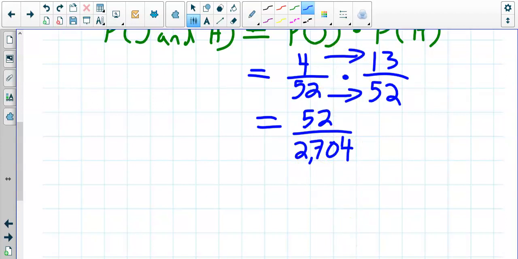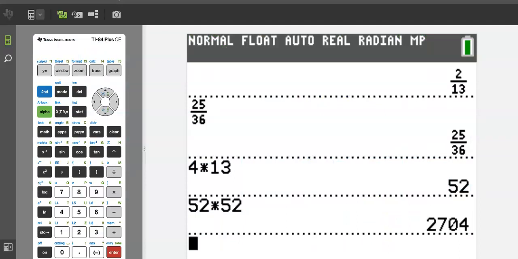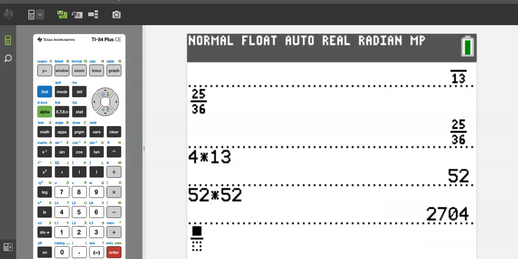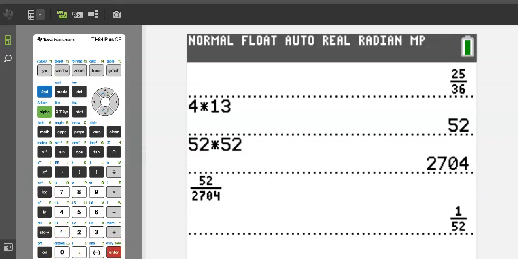Not cross multiply, just multiply across the numerator and across the denominator. And then when you reduce this down, I believe this is 1 out of 52, but let's just make sure. So let's get our best friend the fraction function on the calculator: 52 out of 2,704. Yep, 1 out of 52.